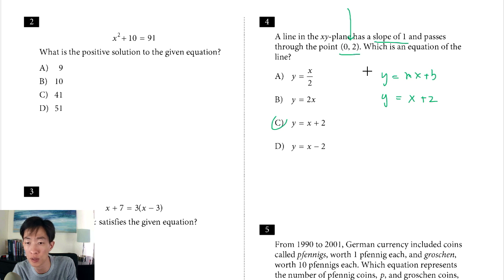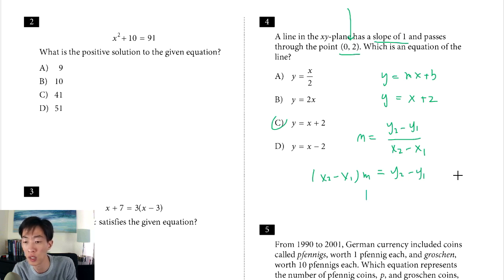You would use the point-slope method, or the point-slope formula. What is that? Well, you should have memorized that the slope formula is change in y over change in x. So we'll write that as y2 minus y1 divided by x2 minus x1. To make the point-slope formula, you just multiply both sides by the bottom. So we get x2 minus x1 times the slope equals y2 minus y1. We know the slope is 1, so we substitute, and we're using the point 0, 2. And I'm going to substitute 0, 2 into my x1 and y1.